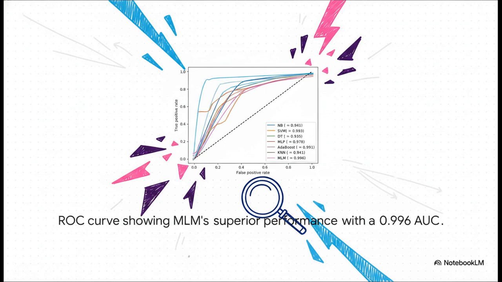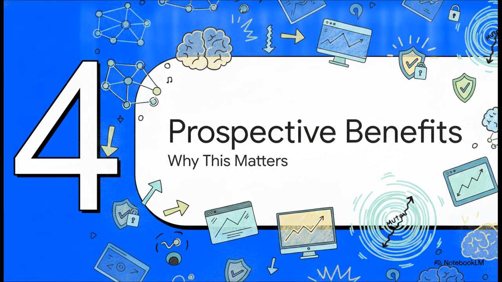This ROC curve visually tracks the performance under Carlini and Wagner mutant attacks. Check out the pink line, hugging the very top left corner. That is our MLM approach, boasting an incredible 0.996 AUC score. This visually proves, without a shadow of a doubt, that the metric learning approach absolutely crushes traditional models when facing these evasive, mutated threats. Finally, Section 4, Perspective Benefits, and why this all matters.